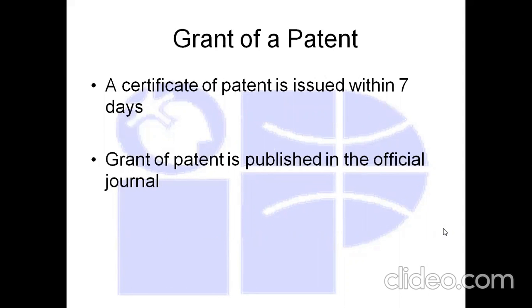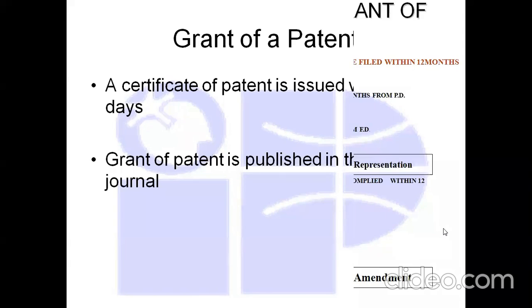Grant of a patent: the certificate of patent is issued within 7 days, right? If any patent is granted from this date, you get the certificate within 7 days. The grant of the patent is also published in the official journal, and you also get a certificate.